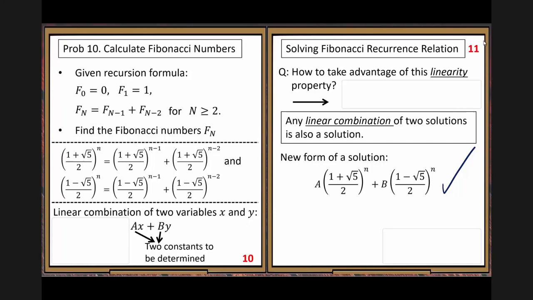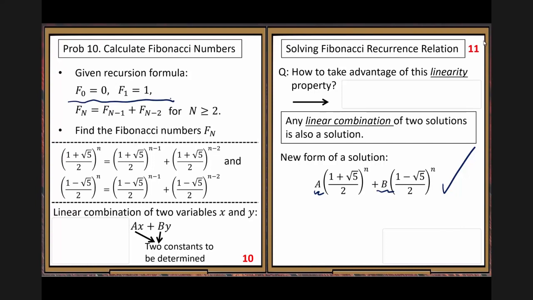So we take advantage of that freedom to help us fix two initial conditions. Two unknowns, capital A and capital B, to help us fix two initial conditions. To determine capital A and capital B, just plug in the numbers.